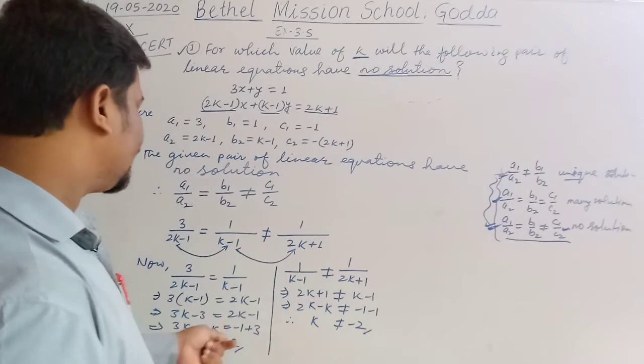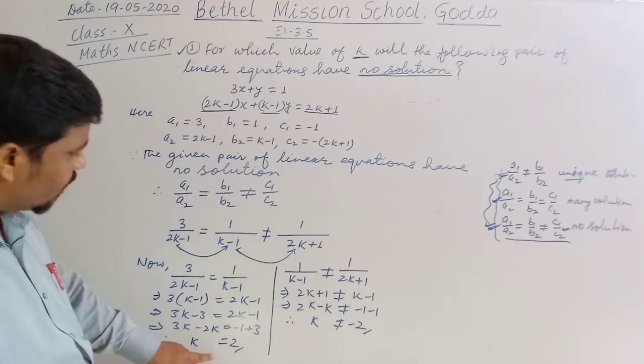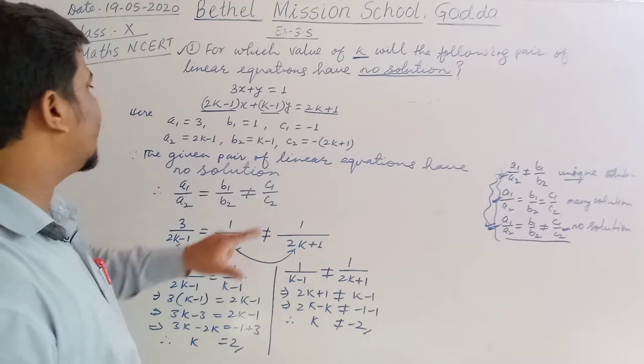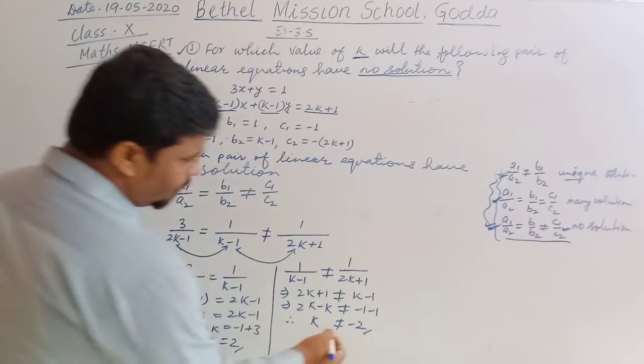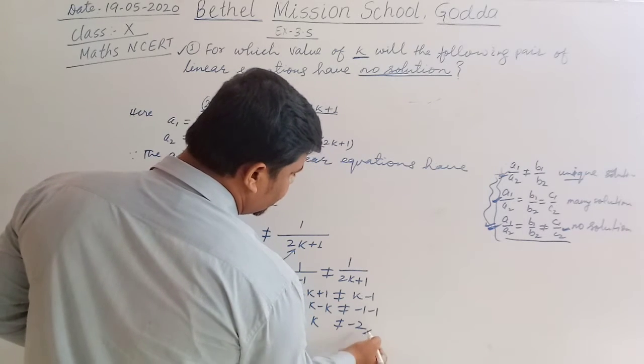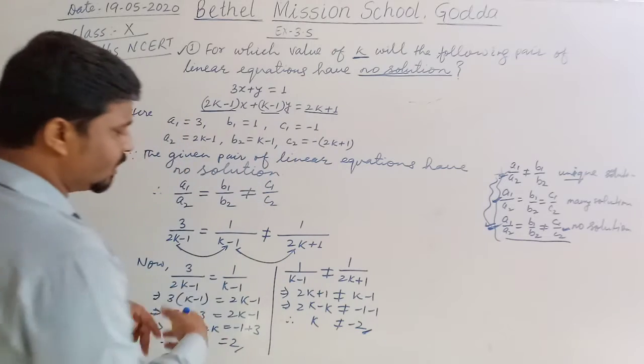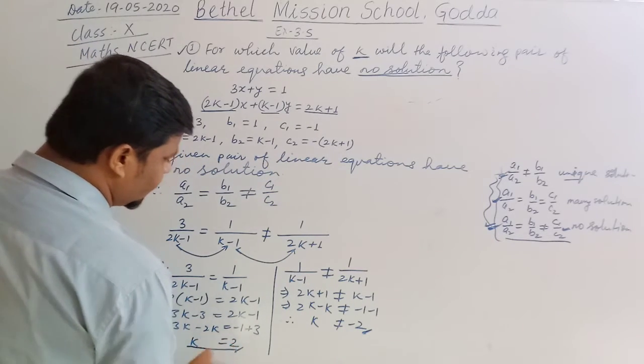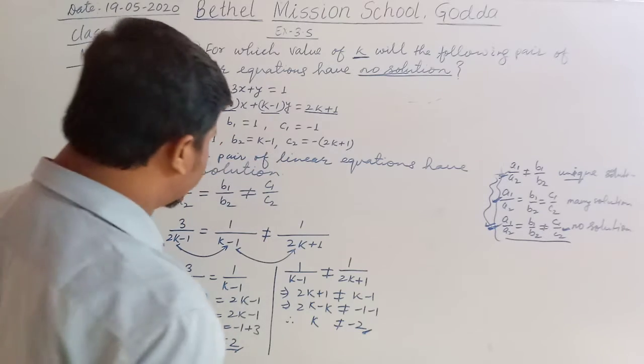It means for k equal to 2 the pair of linear equations have no solution, because when k equal to minus 2 you put, then you will get the solution. Because of this the pair of linear equations have no solution.